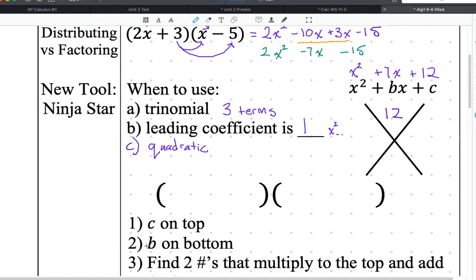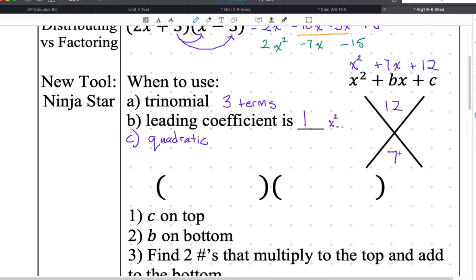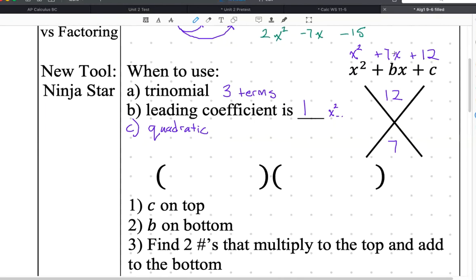And then I put the b term on the bottom. I'm on step 2 right now. So that means 7 is going to go on the bottom. Wait, wouldn't it be 7x? So remember that b is just the coefficient. This whole thing is not b, it's just the coefficient. Okay, that makes sense. So did you just make up numbers? This equation right here, I just made up. Yeah, that came out of nowhere.